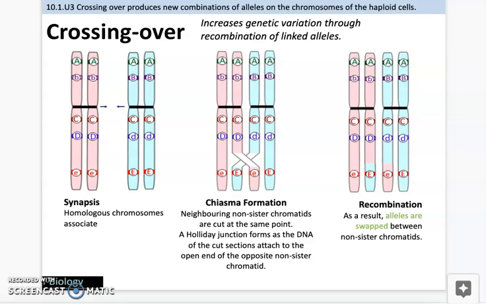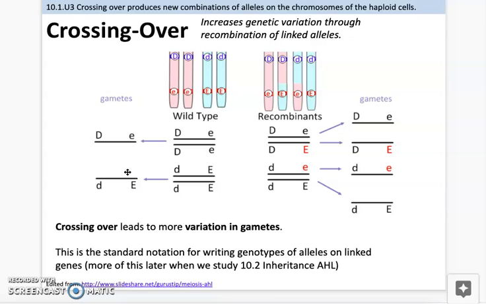It promotes genetic variation. So another way that you will sometimes see this shown is with these diagrams of the chromosomes. So you've got lines that represent the chromosomes. For example, if you have the capital letter D here and the lowercase e right here, that is represented with this chromosome right here, capital letter D and lowercase e right here.